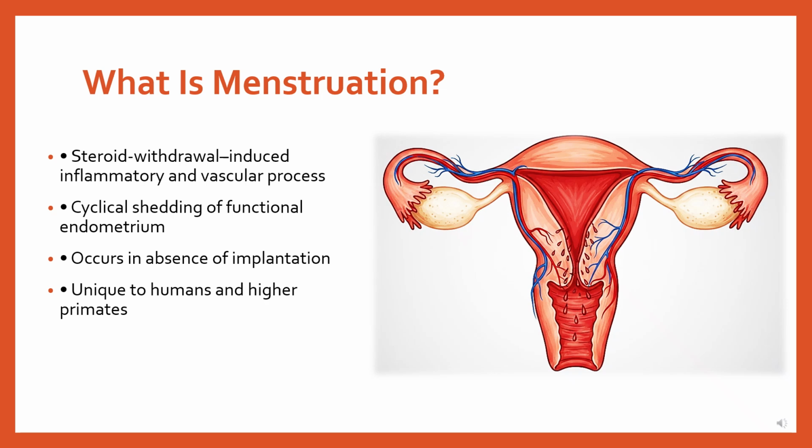Menstruation is defined as the cyclical shedding of the functional layer of the endometrium due to withdrawal of ovarian steroids, primarily progesterone, in the absence of implantation. The bleeding we see clinically is only a secondary manifestation. The primary event is endometrial tissue breakdown triggered by hormonal withdrawal.